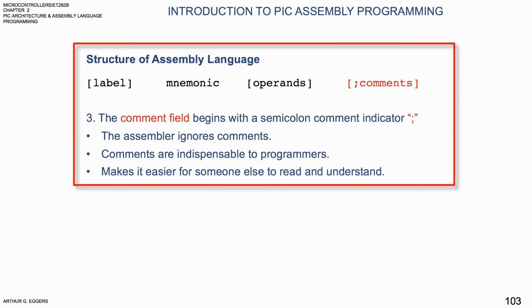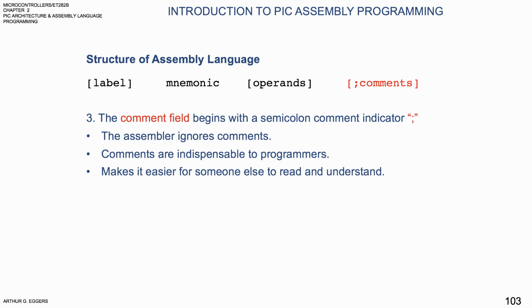The comment field begins with the semicolon comment indicator. Comments may be at the end of a line or on a line by themselves. The assembler ignores comments, but they are indispensable to programmers. Although comments are optional, it's recommended that they be used to describe the program in a way that makes it easier for someone else to read and understand. And these are really indispensable when you're writing code, because invariably, if you write it, somebody else is going to have to read it and make sense out of it.